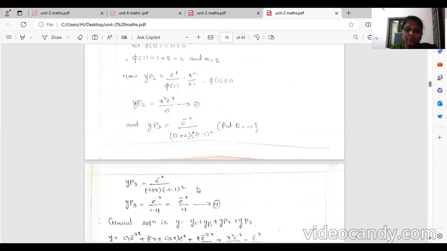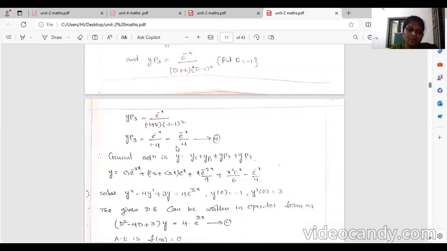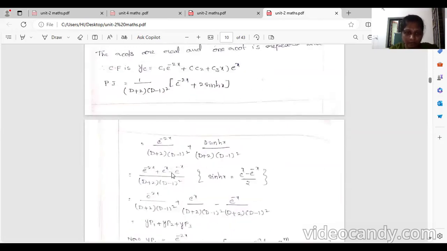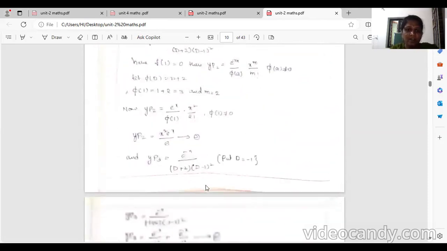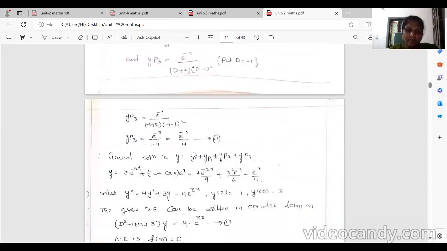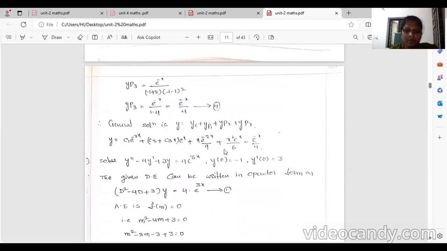This is yp2. Next, yp3 is e^(-x)/((D+2)(D-1)²). Here put D = -1; the 2 factors are not equal to 0. Directly we solve this. So the particular integral is e^(-x)/4. The particular integral is yp1 plus yp2 plus yp3. Adding these three solutions, we get the complete yp. The general solution is y = yc + yp1 + yp2 + yp3.